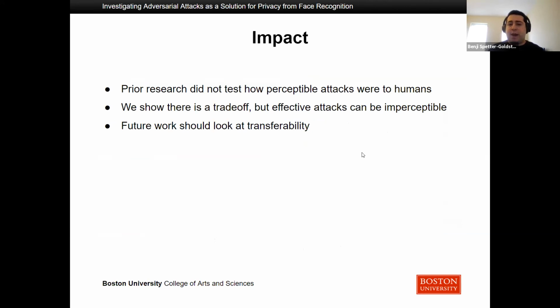So now, as to the impact of this research, prior research really didn't test in the same way how perceptible these attacks are for humans, and not with this same setup. We show that there really is this trade-off, but we can have effective attacks that are also imperceptible, and that future work should really look at the transferability of these attacks, which means that in addition to looking at how perceptible these attacks are, we want to see if that perceptibility we can also correlate with how effective these attacks are against not just one classifier, but a range of classifiers.